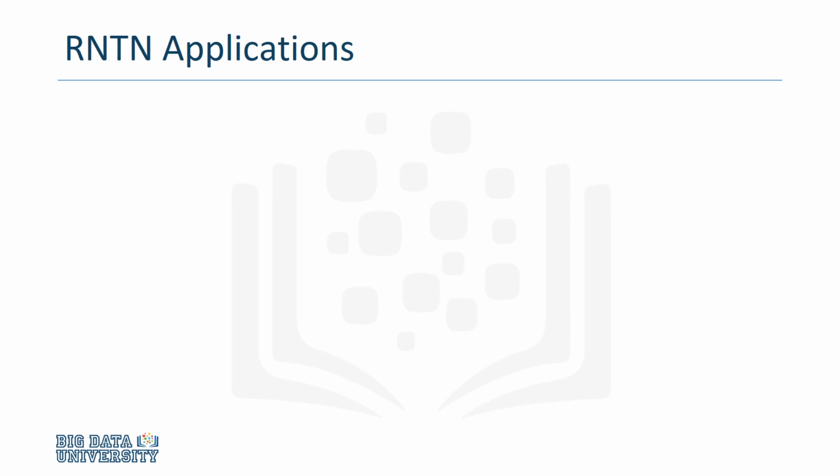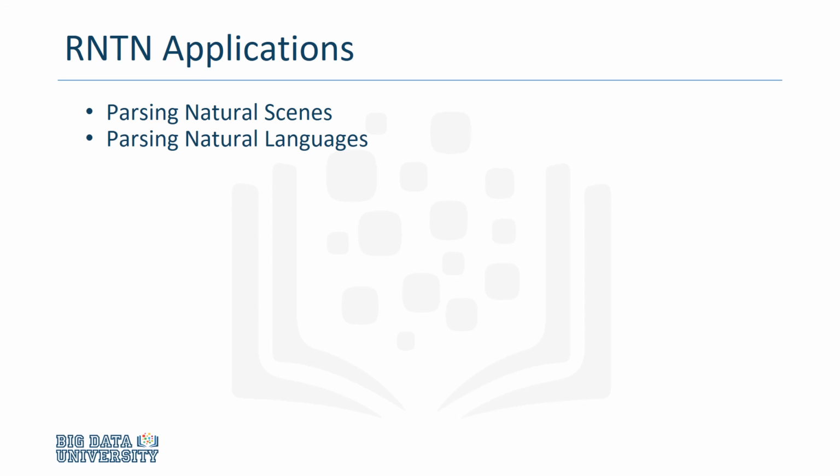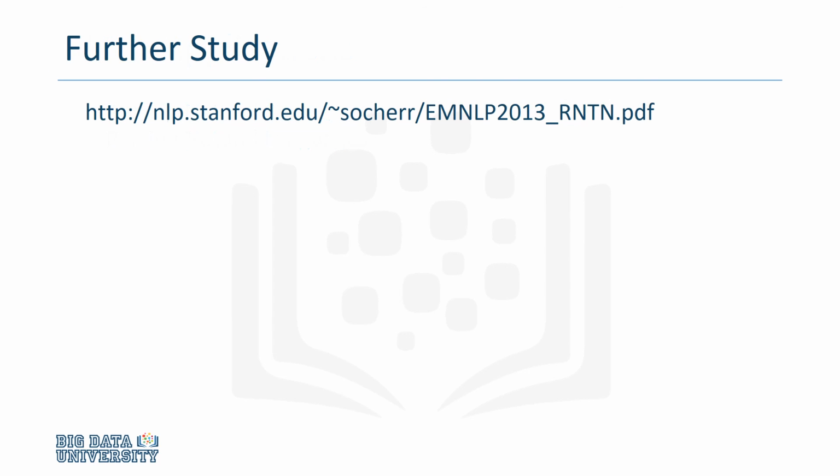Recursive neural tensor networks can also be used in other applications, such as parsing natural scenes and parsing natural languages. This is due to the recursive nature of these problems. If you're interested in learning more about RNTNs, we recommend you follow the link here to a great article by Socher and others. By now, you should understand the intuition behind recursive neural models and recursive neural tensor networks.